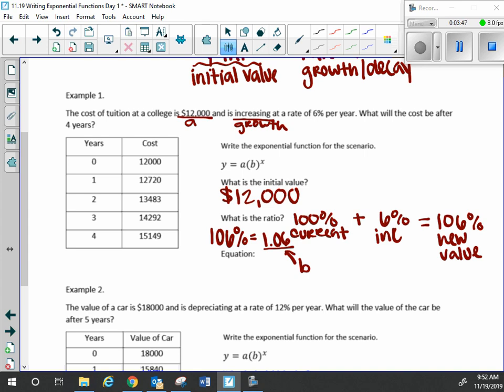All right, so our equation, y equals 12,000 times 1.06 to the power of x. So if I wanted to find the value after 4 years, where does 4 go? X. Good.